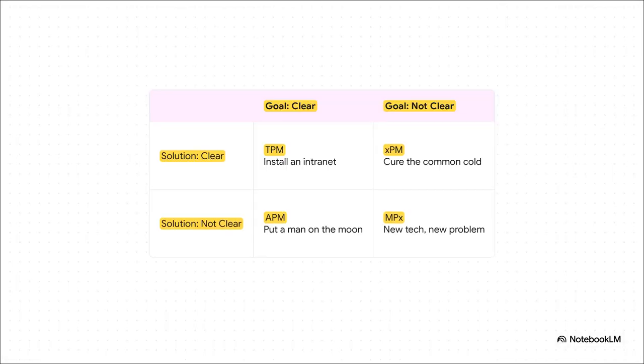This matrix lays it all out beautifully. See that top left corner? That's the sweet spot for traditional project management. The goal is clear, the solution is clear, like installing a standard computer network. But look at the other three boxes. That's the land of uncertainty. And that is exactly where traditional plans go to die.